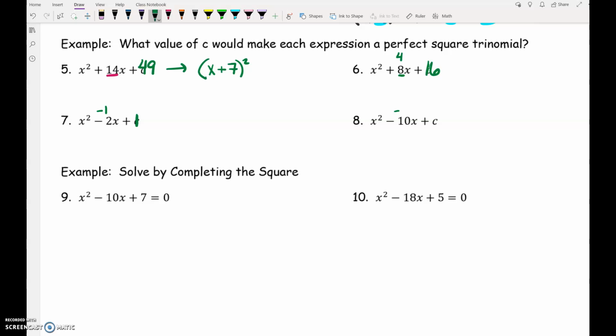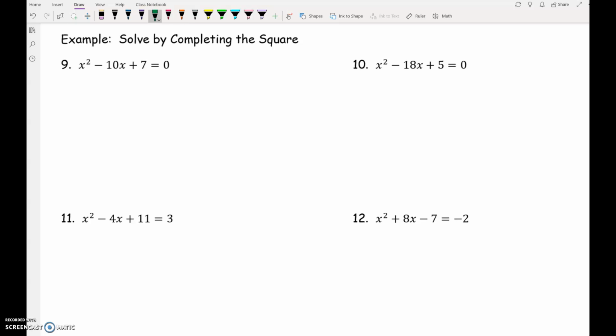2 times negative 5 would be negative 10. Negative 5 times itself would be positive 25. Okay, now we've learned what we need to add to make a perfect square trinomial. Now let's actually solve by completing the square. If I asked you in number 9 to factor, you need two numbers that multiply to give you 7 and add up to negative 10. Those numbers don't exist. This is not factorable.